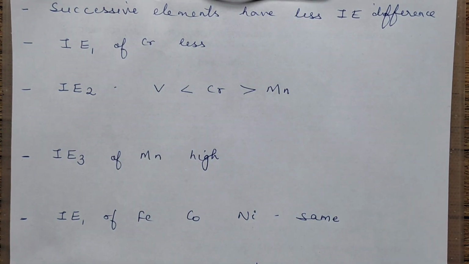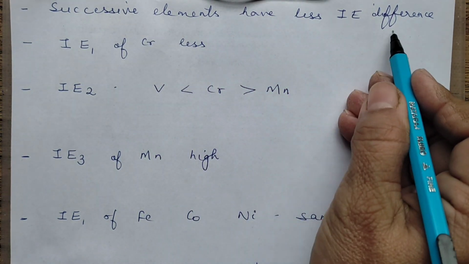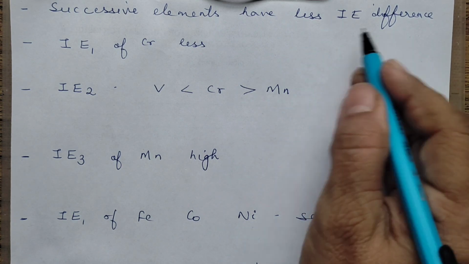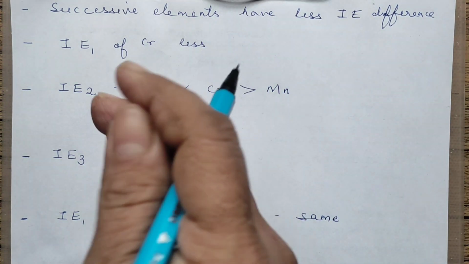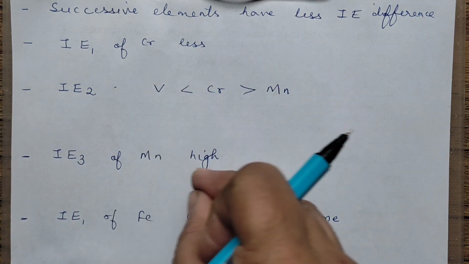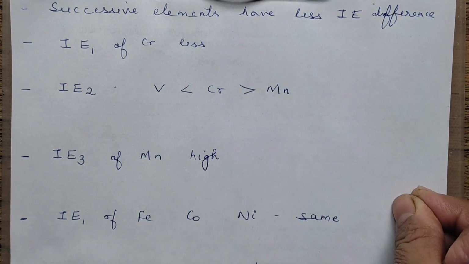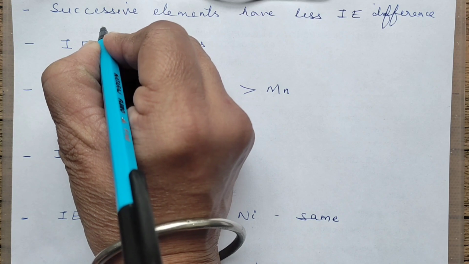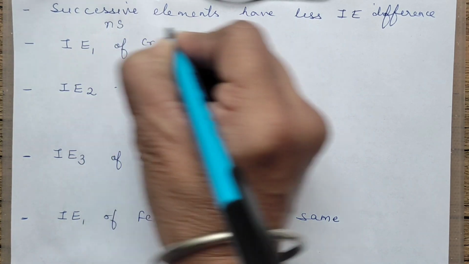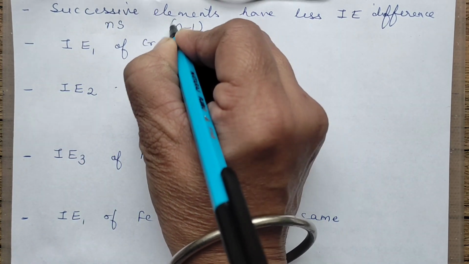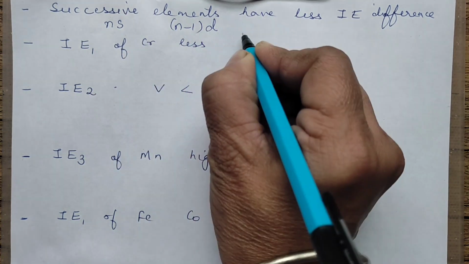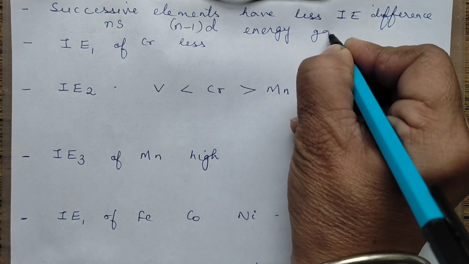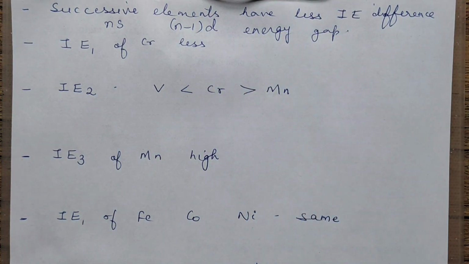The first is that successive elements have less energy difference, that is, ionization enthalpy difference. If you compare the values of scandium, titanium, vanadium and all that, the difference is very less as compared to the other groups or other periods. The reason for that is the participation of ns and (n-1)d, in which the energy gap is very, very less. The energy gap between the two is very, very less.